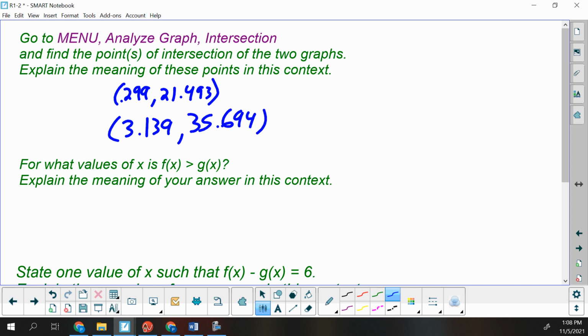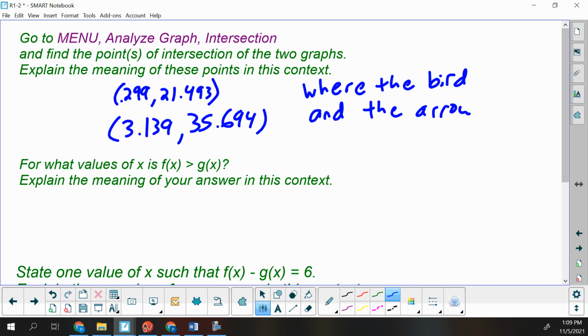Well, what's the meaning of these? Well, remember the x was seconds and y was the height of the arrow and the bird. Both their paths are the same height at those same times. So these are the locations where the bird and the arrow will meet.